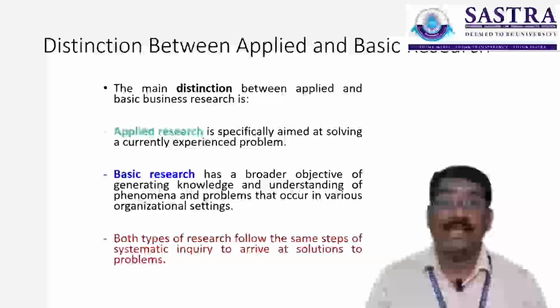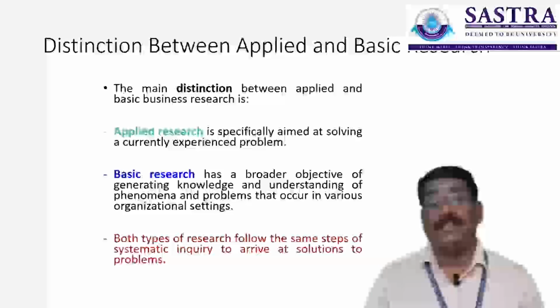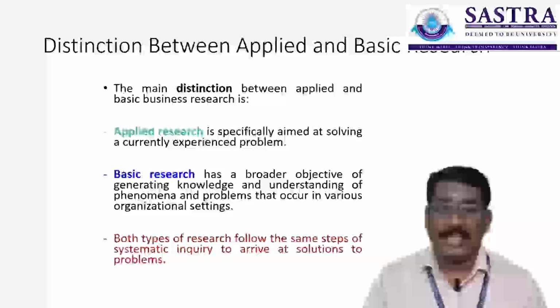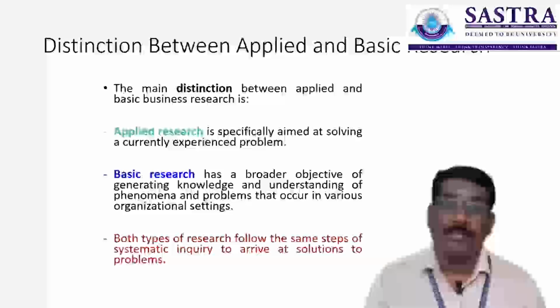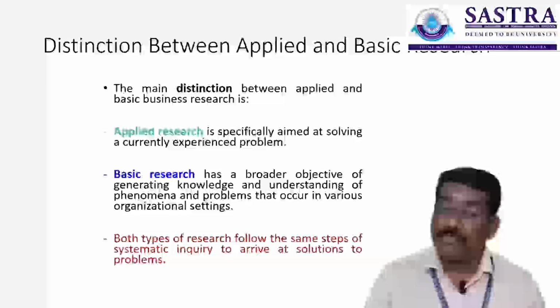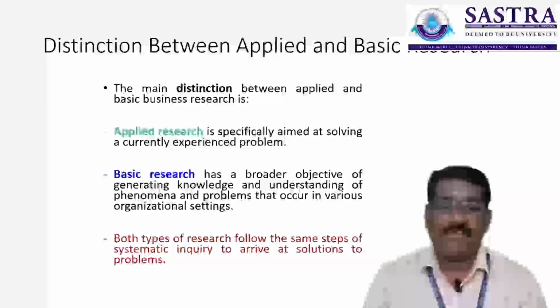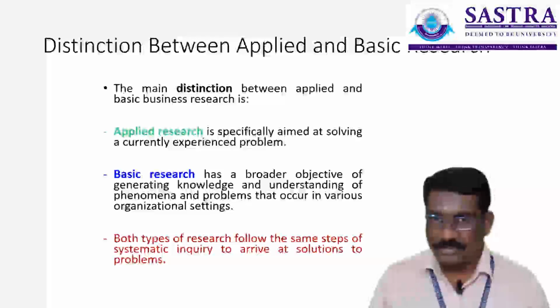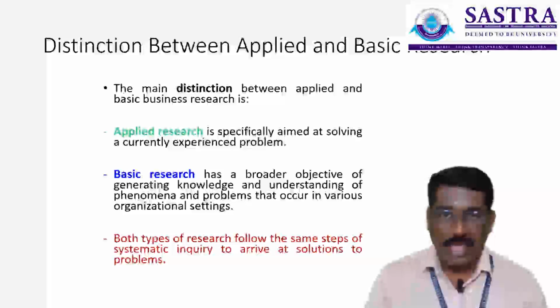Applied research is specifically aimed at solving a currently experienced problem, whereas basic research has a broader objective of generating knowledge and understanding of phenomena and problems that occur in various organizational settings. Both types of research follow the same steps, systematic inquiry to arrive at a solution to the problem. But the aim differs. So I hope I have given you a clear distinction between applied and basic research through the demonstrative examples I was explaining earlier in our slides.